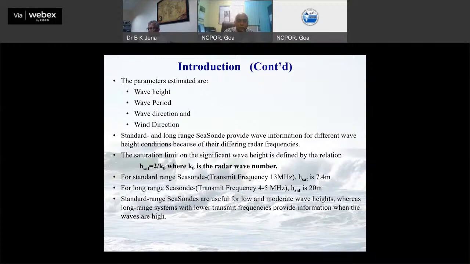For the standard systems that can measure lower wave heights, as I told, 13 megahertz can measure up to a maximum of 7.4 meter wave height, but it cannot measure below 0.4 meter, that is 40 centimeter wave height. Similarly, the long range system cannot measure 1.4 meter wave heights, whereas it can measure up to a maximum of 20 meter wave height.